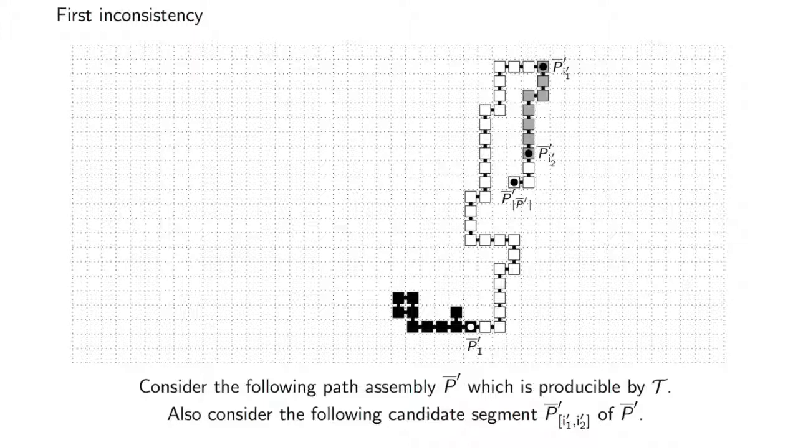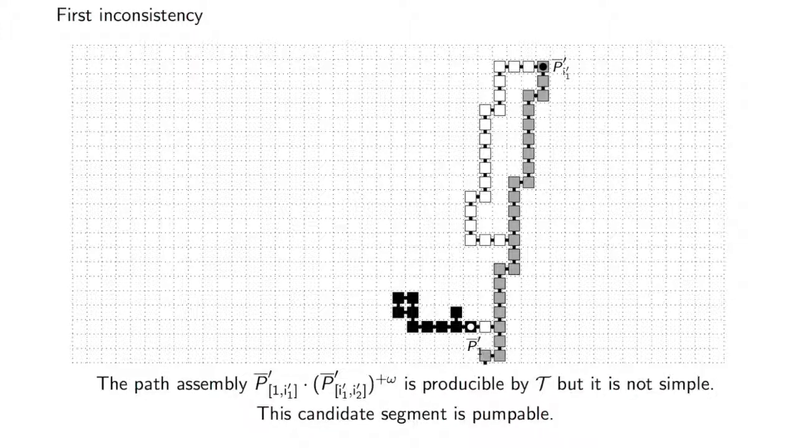Consider another path assembly P' and a candidate segment of P' in gray. P' is producible by the tile assembly system. The concatenation of the beginning of P' with the extension of the candidate segment is a path assembly producible by the seed. Then, this candidate segment is also pumpable. Nevertheless, remark that the path assembly produced by this concatenation is not simple. Look at the position with a black dot. This position is occupied by 2 tiles. One belongs to the beginning of P' and one belongs to the extension of the candidate segment. In our example, these 2 tiles have the same tile type.